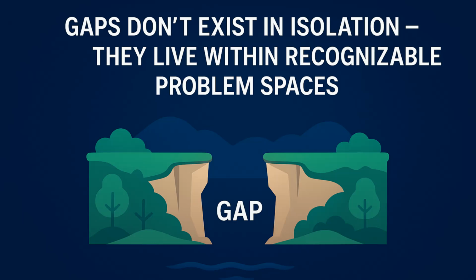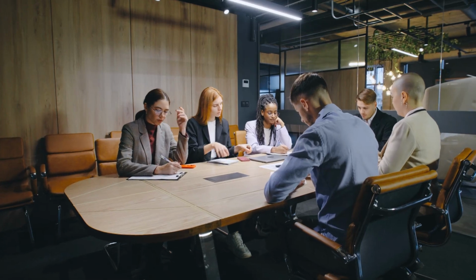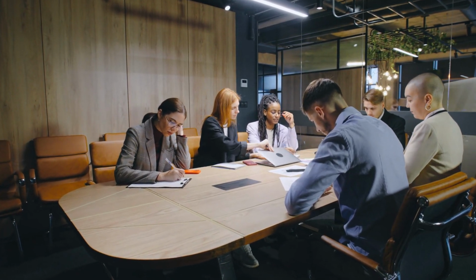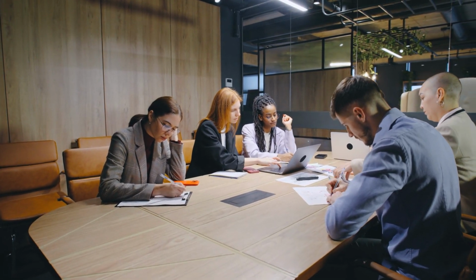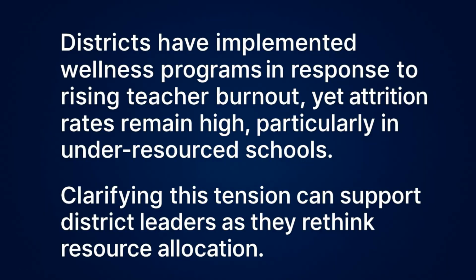Another important lesson from your writing is that gaps don't exist in isolation. They live within recognizable problem spaces. These might include areas like college persistence, instructional design, or professional learning. Naming this broader space helps frame your study within an established field of inquiry. And finally, your work often names who benefits if the tension is resolved. That might be students, teachers, administrators, or policy leaders. When you add a sentence like, "Clarifying this tension can support district leaders as they rethink resource allocation," your reader immediately understands why the study matters and who it is meant to help.